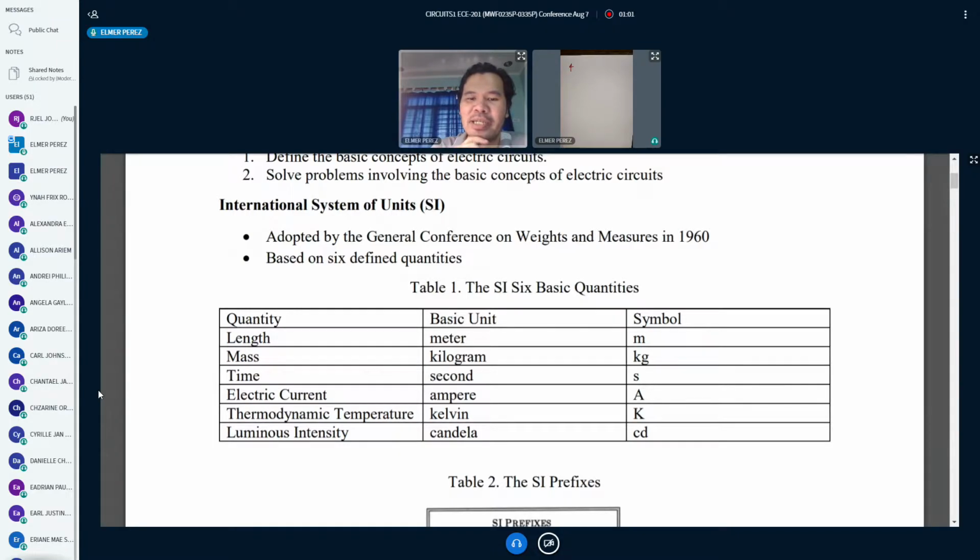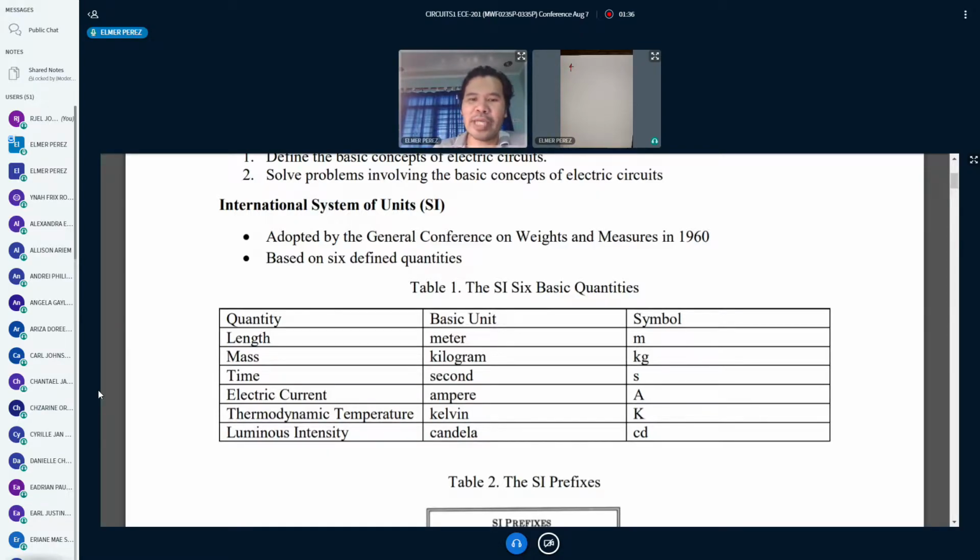Yung mass naman is kilogram. Time is second. And then ampere is for electric current. Kelvin is for temperature. It's not degree Fahrenheit or degree Celsius. It's Kelvin. Medyo yung iba nagkakamali dito. There's no such thing as degree Kelvin. It's just Kelvin. Kelvin, okay? Unlike degree Fahrenheit and degree Celsius. And then yung luminous intensity, that is candela. That is somewhat for light, intensity of light.